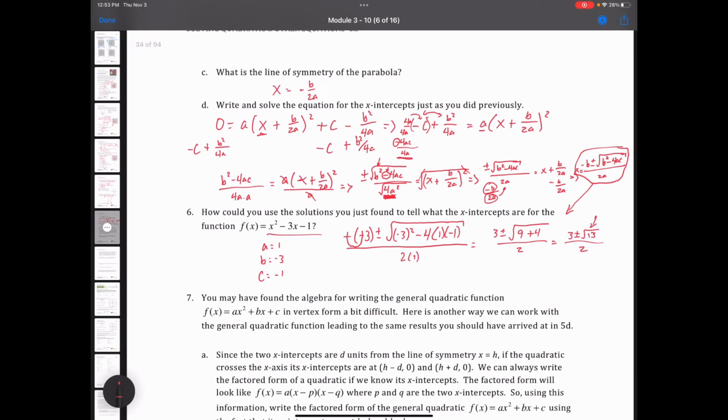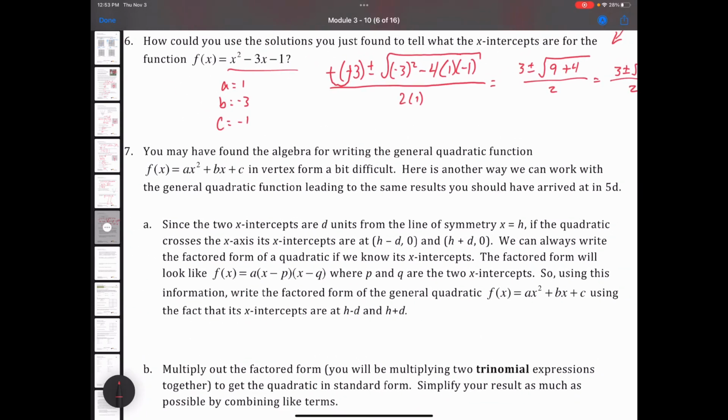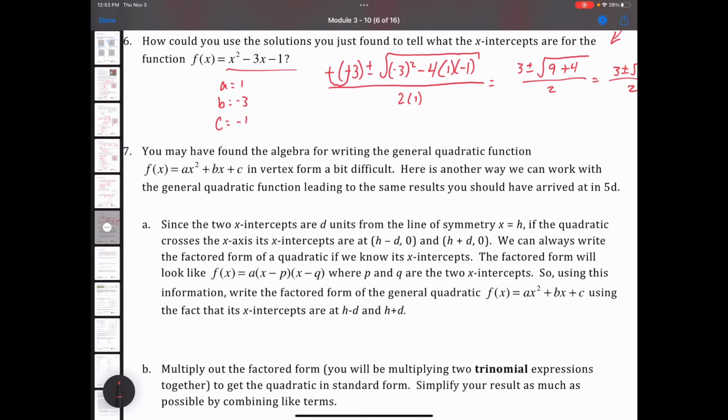All right. So number 7, you may have found the algebra for writing the general quadratic function f of x equals ax squared plus bx plus c in vertex form a bit difficult. But here's another way we could work with the general quadratic form that leads us to arrive at the same thing we should have arrived at in 5D.